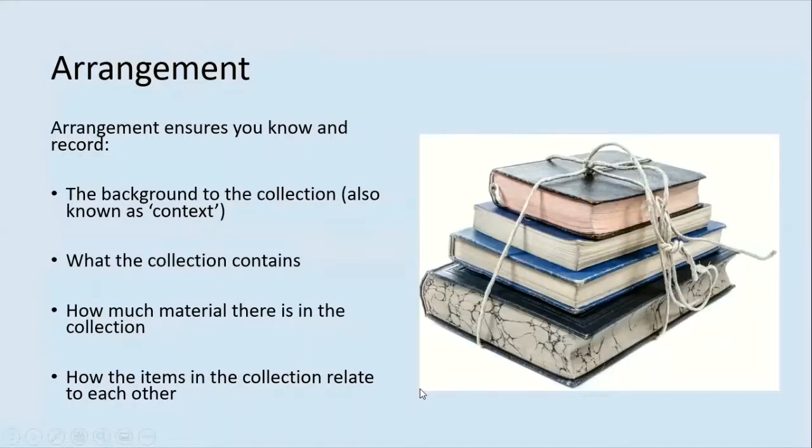Once you have taken in an archive collection, the next step is to organise and describe it in a way that makes it easy for you to manage and to make it accessible for researchers. This process is known as arrangement. By arrangement, we don't mean physical arrangement, where things are actually kept, but intellectual arrangement, which is how the collection's catalogue is set up. Arrangement ensures you know and record the background to the collection, also known as its context, what the collection contains, how much material there is in the collection, and how the items in the collection relate to each other. There are two key principles of arrangement, which are provenance and original order.